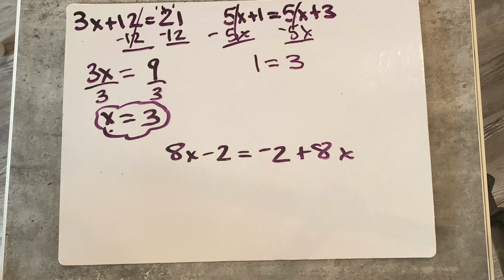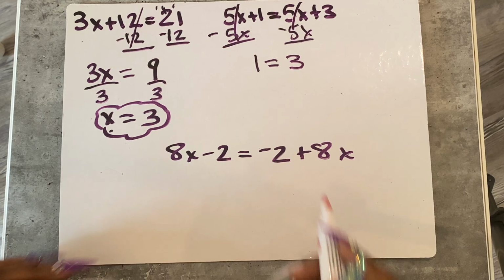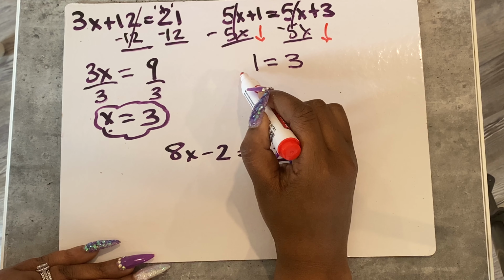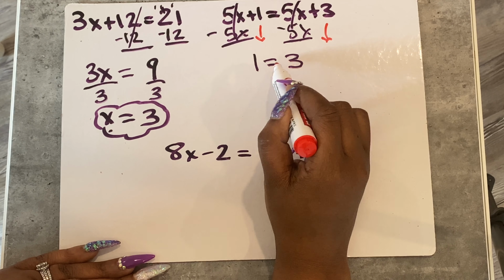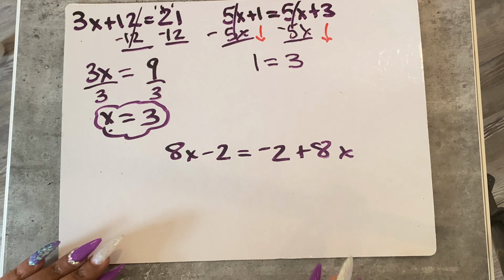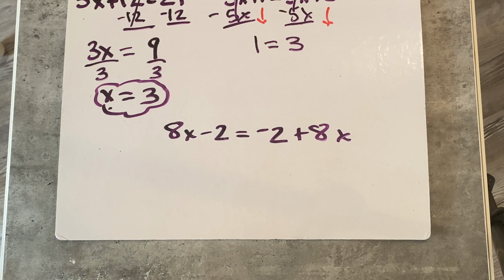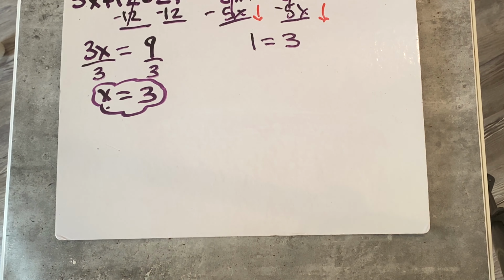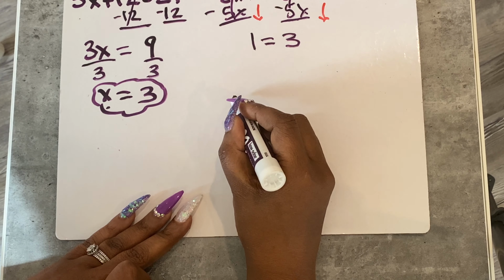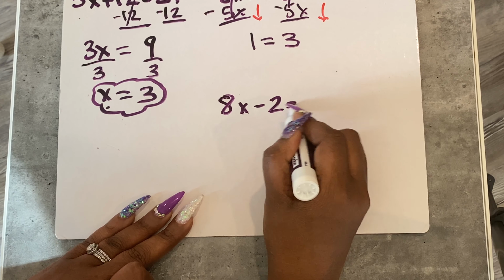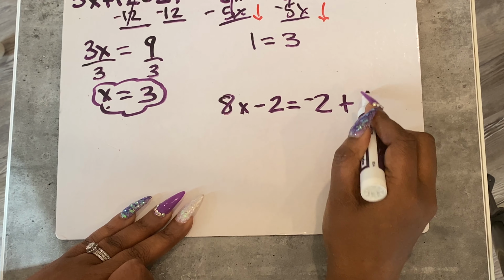Now I'm going to show you what we have here. I brought those two down. However, does this equal this? Does 1 equal 3? That's something to think about. We'll get back to that in a second. Let me move this up a little bit. We're going to look at the last one. And then we're going to determine what category each one will fall under.